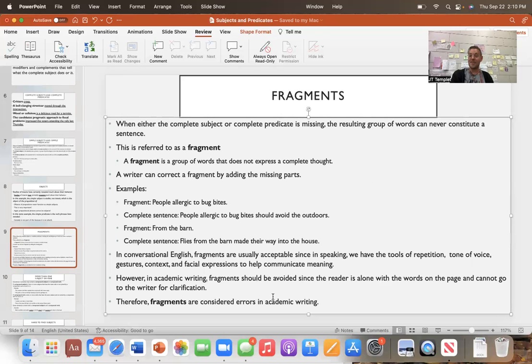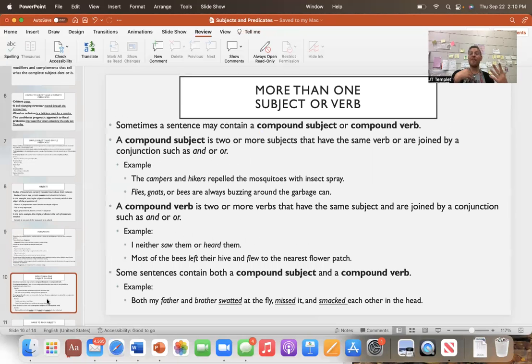Therefore, because of that, in academic writing, fragments are considered errors. They're considered wrong. Sometimes we have more than one subject or verb. Sometimes a sentence may contain what we call a compound subject or compound verb.